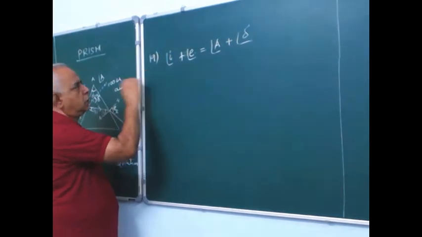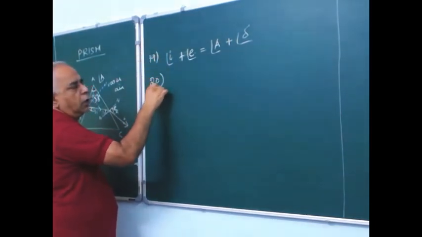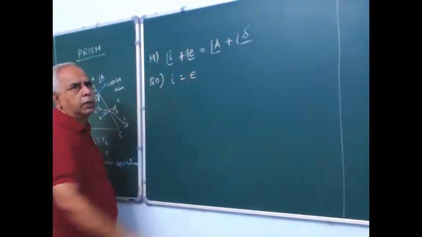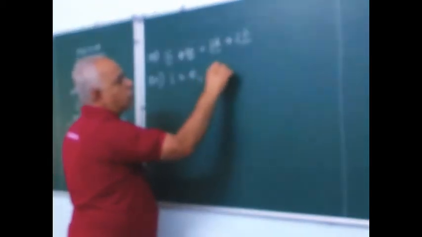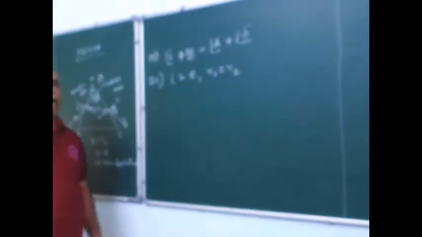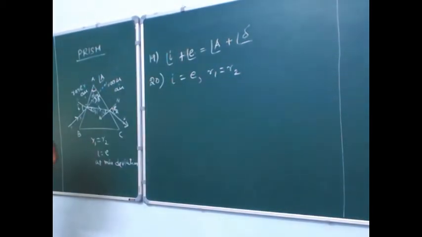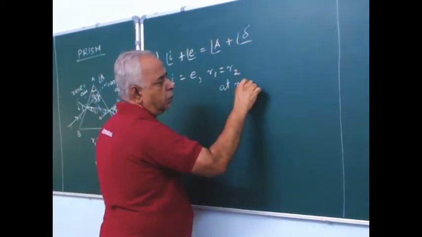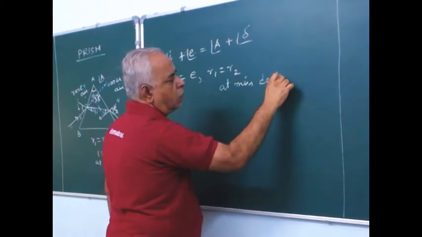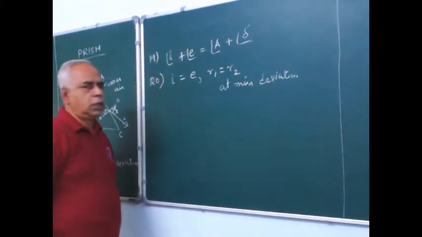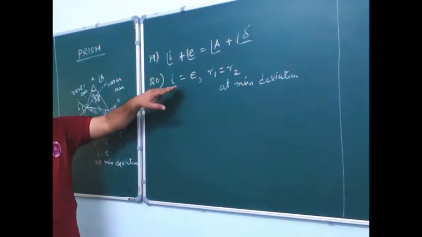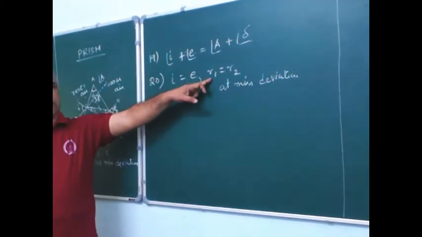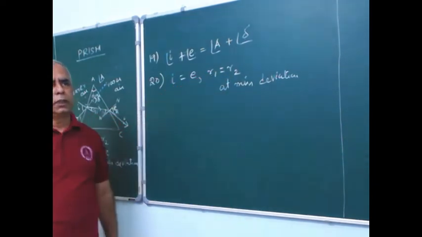That is, this is for prism, the 20th formula. That I have already explained. That is, I is equal to E and R1 is equal to R2 when at minimum deviation for a prism. So at minimum deviation for a prism, I is equal to E, that is angle of incidence is equal to angle of emergence. Similarly, the first refraction angle is equal to the second refraction angle.